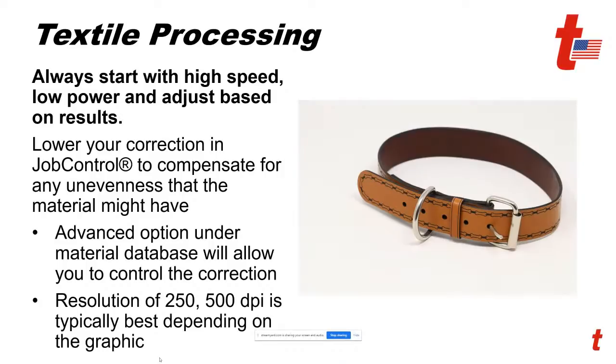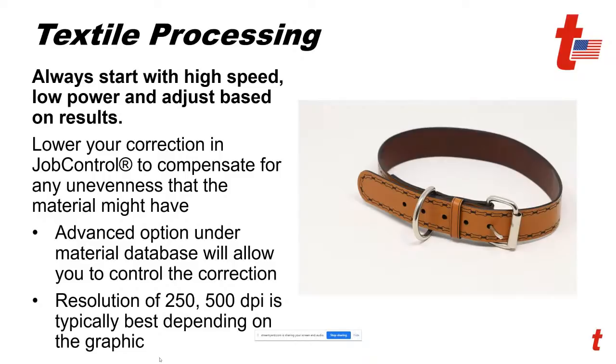Advanced options under the materials database will allow you to control different corrections. When you're engraving, resolutions of typically 250 and 333 to 500 dpi are best for engraving graphics. I like the lower resolutions personally because fabric is a material that doesn't really require a lot of resolution and detail. So 250 to 333, you can go as high as 500, but no higher in most cases, because fabric is so forgiving, kind of like something like wood, but it also doesn't require much power.